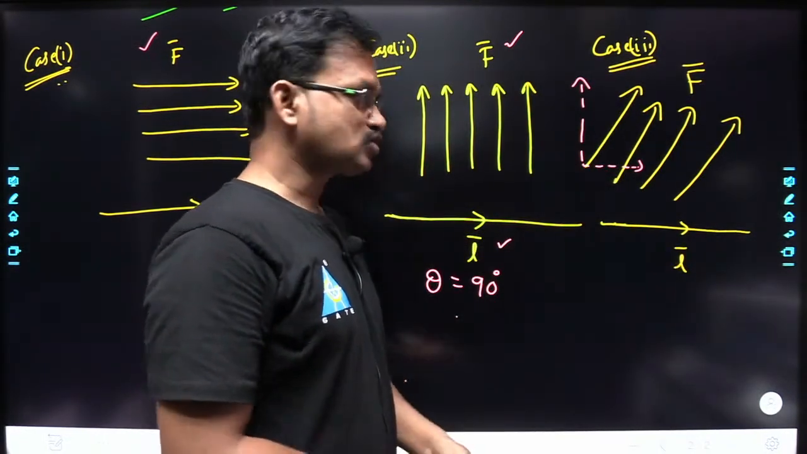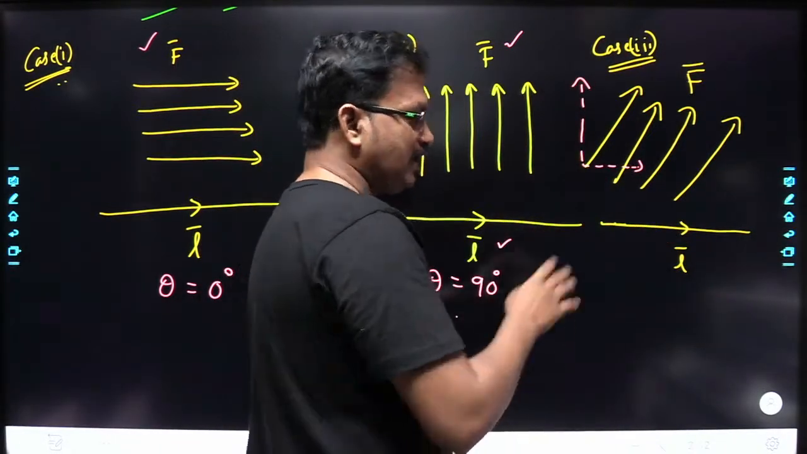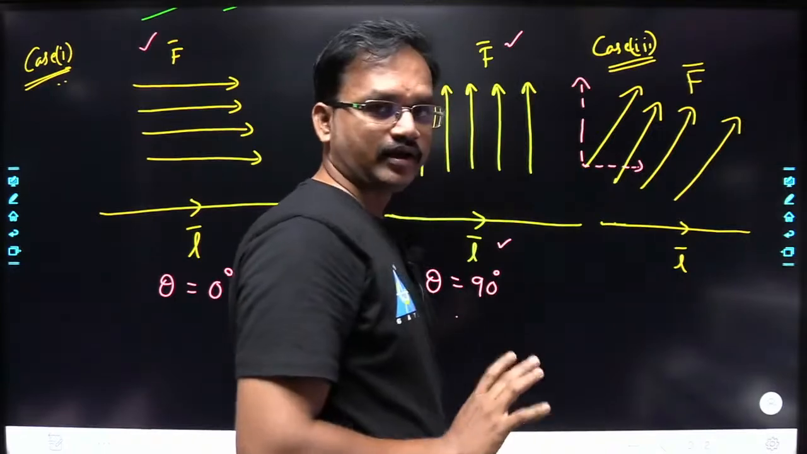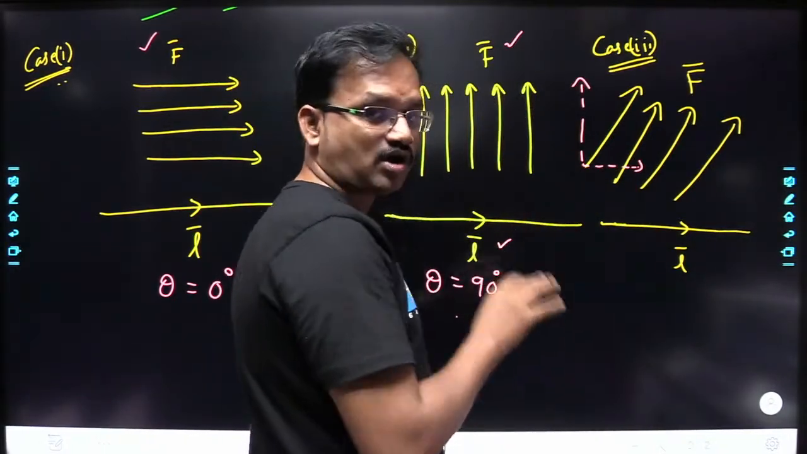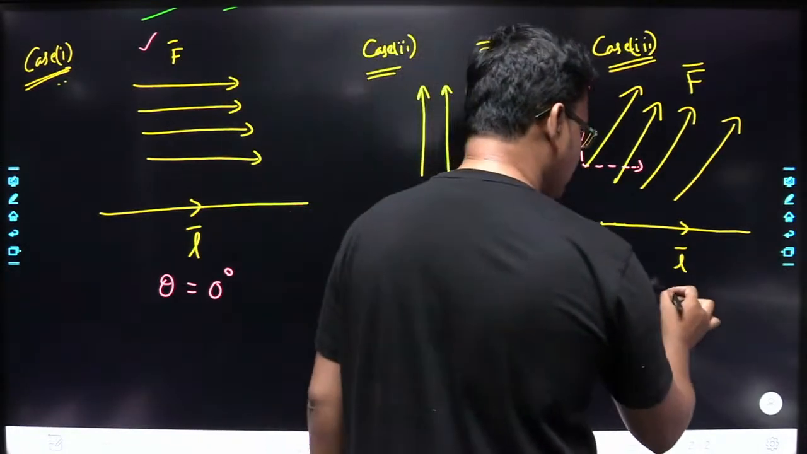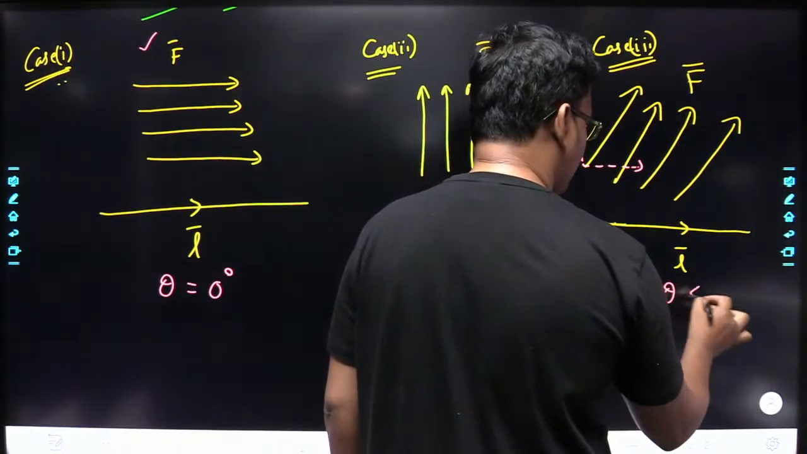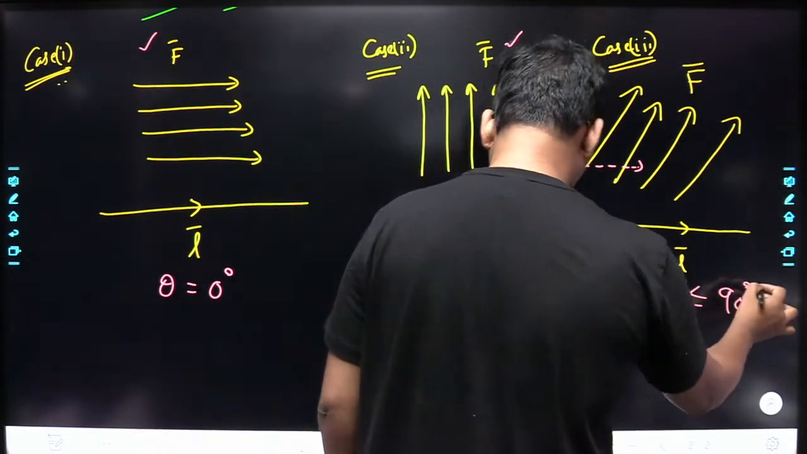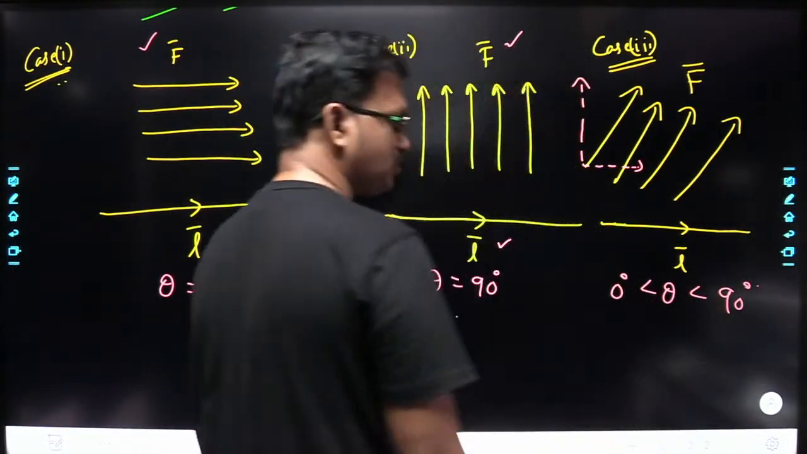Yes or no here? So only the component of the field that is parallel to L bar is aligned along the given line. Yes or no? The component that is perpendicular to L bar is not aligned along the given line. Right. So now here theta is lying between what? Theta is lying between 0 degrees and 90 degrees. Yes or no? So theta is lying between 0 and 90.